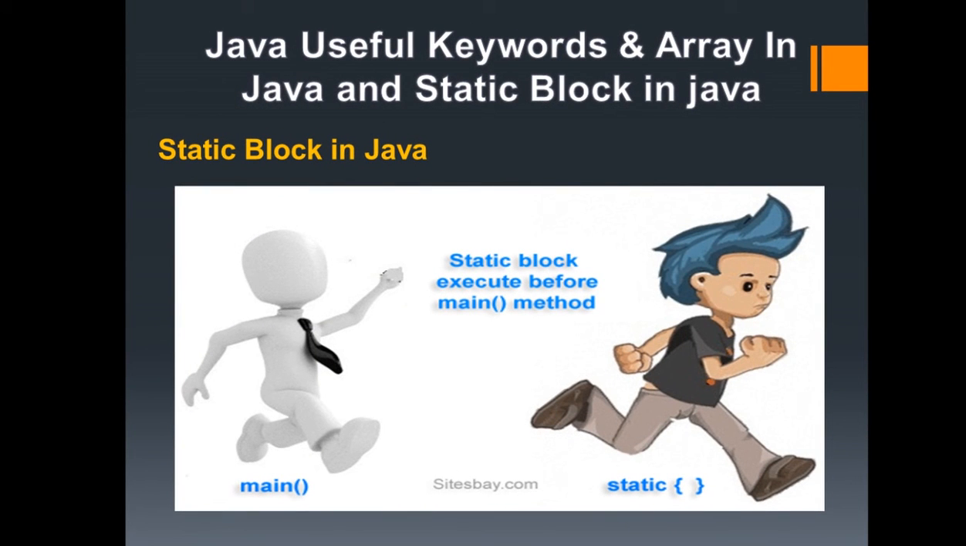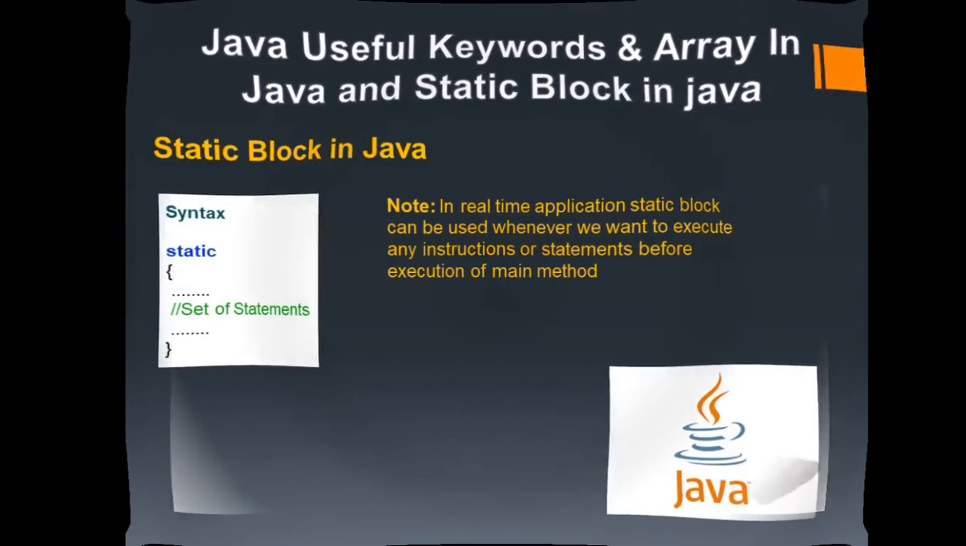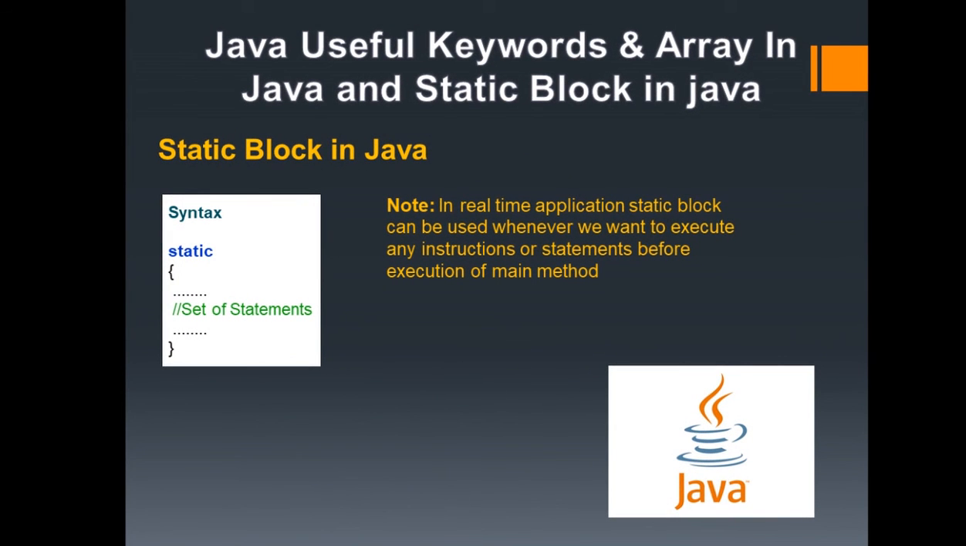This is the diagram that shows the static block in Java. Here the static block is executed before the main block. This is the syntax of a static block: static, braces start, then a set of statements, and after completing the set of statements, braces close. Note: in real-time applications, a static block can be used whenever we want to execute any instruction or statement before execution of the main method.